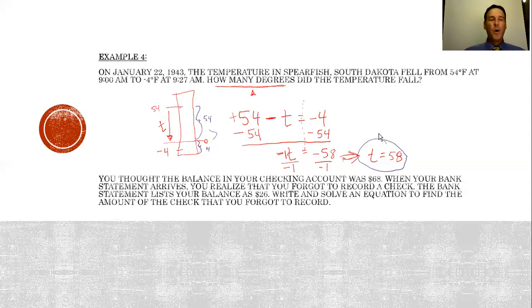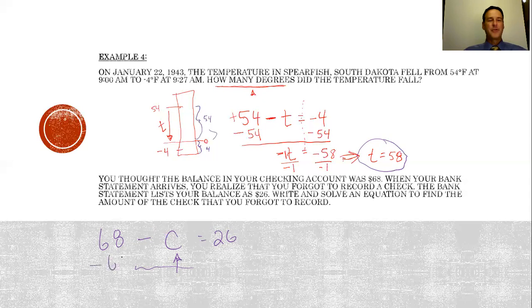All right, one more, and here's what we got. It says, you thought the balance of your checking account was 68. So here's what I got. I just know that I started with 68. When you go to your bank, some time passes, you realize that you forgot a recorded check. So you have some check that took out some money, and you finished with 26 bucks. How much did you take out so that in the end you finished with 26?